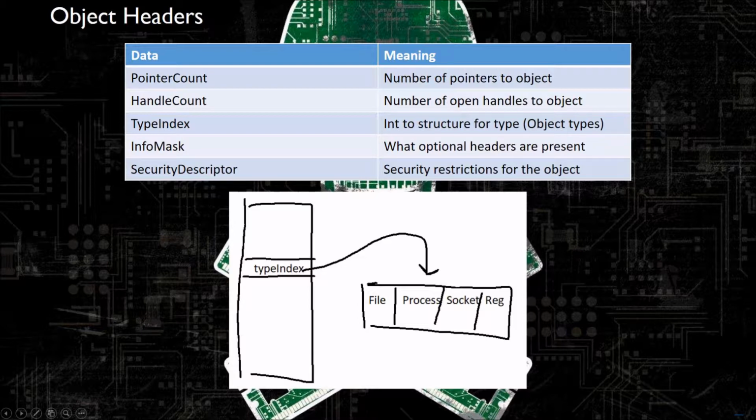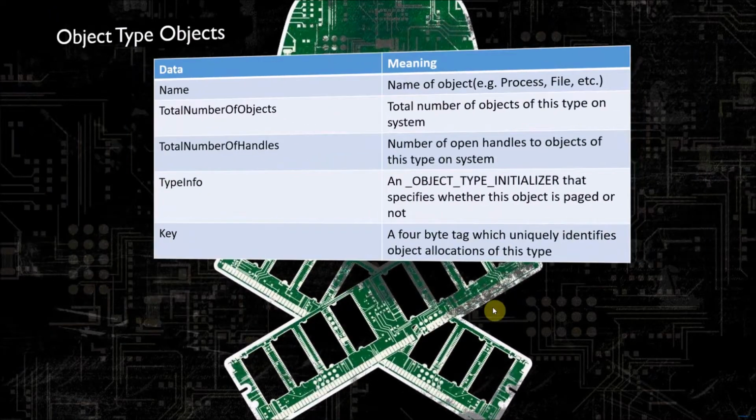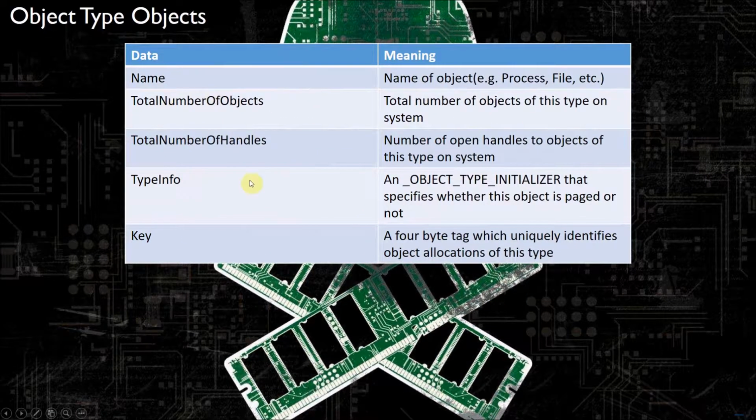Now in the next slide, we're going to be analyzing an object type object, which is a particular instance of this array. So file is an object type object, as are process, socket, and registry key. Again, this isn't an exhaustive list of all the data contained in an object type object, but it's the most interesting to us forensically.